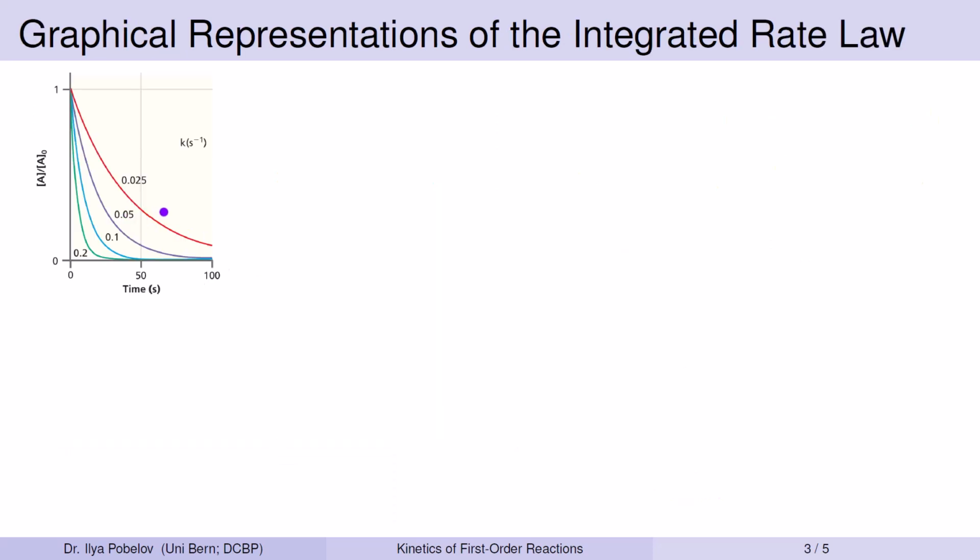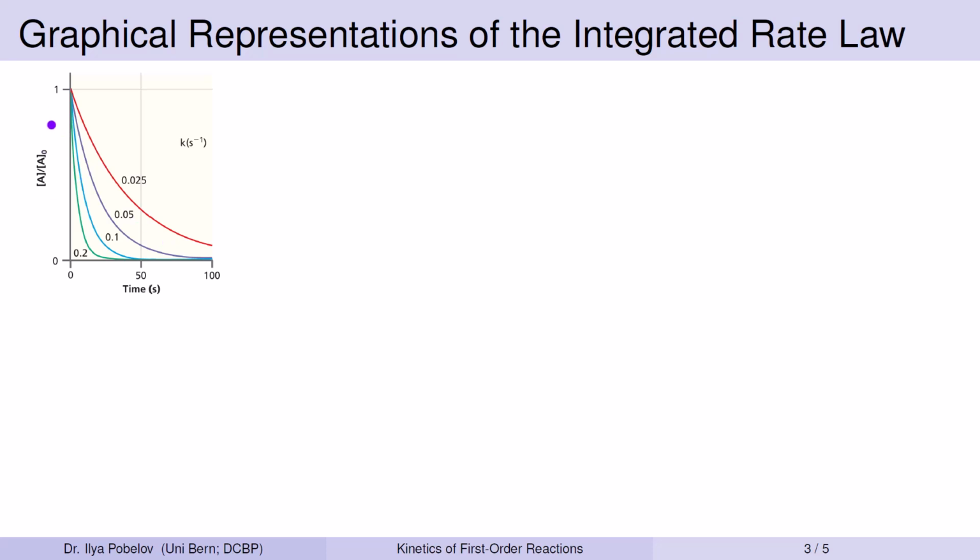In a first-order reaction, the concentration of the reactant decreases exponentially over time, a behavior described by the integrated rate law. This relationship is depicted here graphically, where the concentration of the reactant is plotted against time.